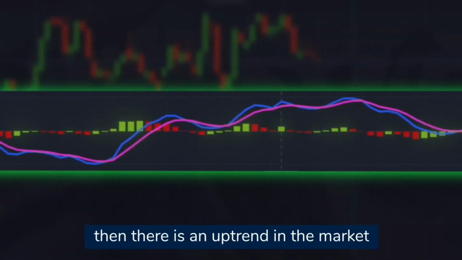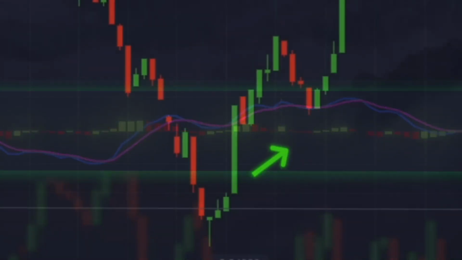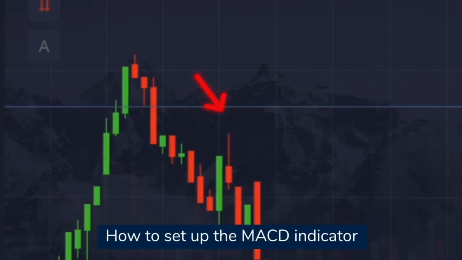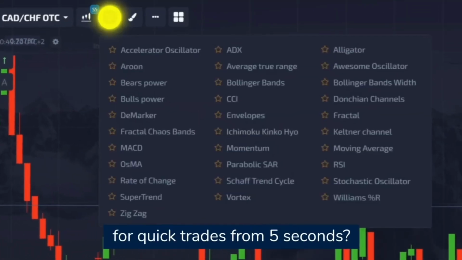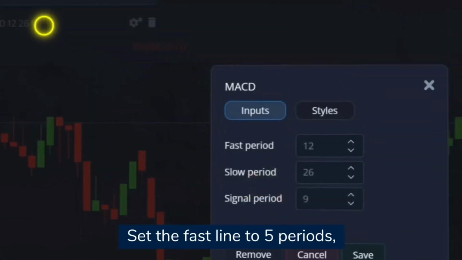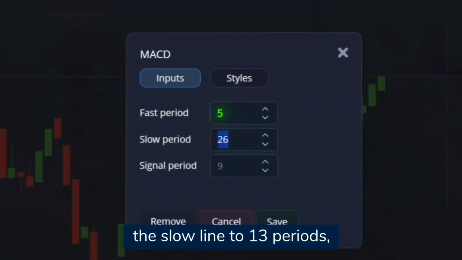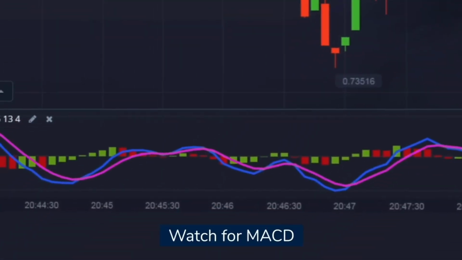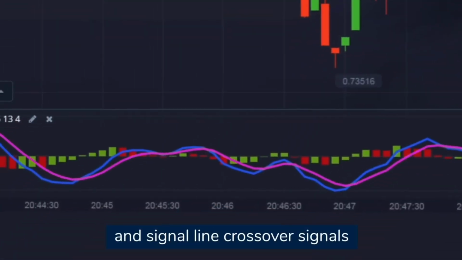If the histogram is above the zero line and the peaks of the histogram bars are consistently rising, then there is an uptrend in the market. If the histogram is below the zero line, the trend is downward. How to set up the MACD indicator for quick trades from 5 seconds. Set the fast line to 5 periods, the slow line to 13 periods, and the signal line to 4 periods. Watch for MACD and signal line crossover signals.